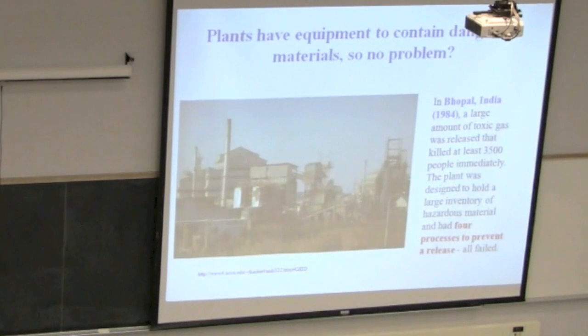Now 3,500 is an abstract number. How many people is 3,500? It's the total number of first year students that came to Mac this year. So if we just killed them all, that's pretty much the amount here, right? It's a huge, huge number of people. It's the largest accident we've ever been responsible for as engineers. And you see here, so many shortcuts were taken.